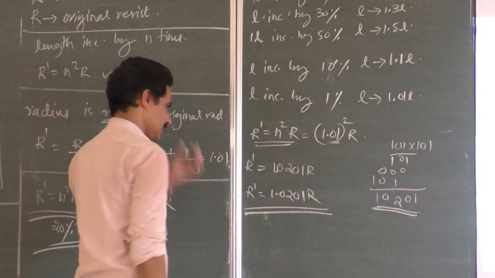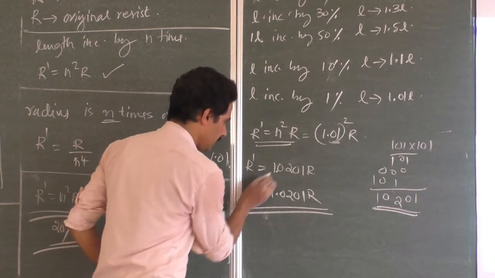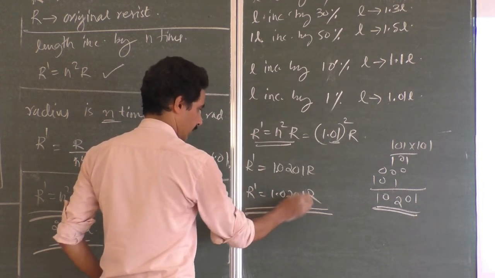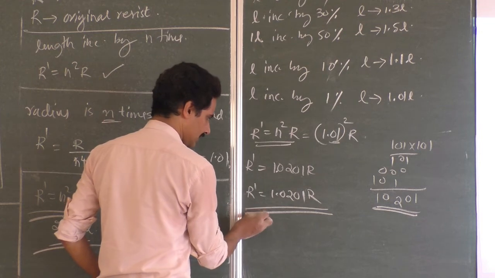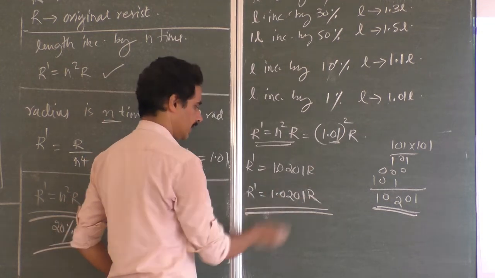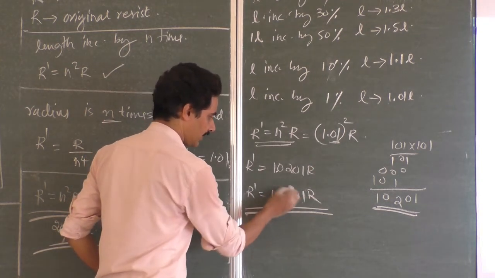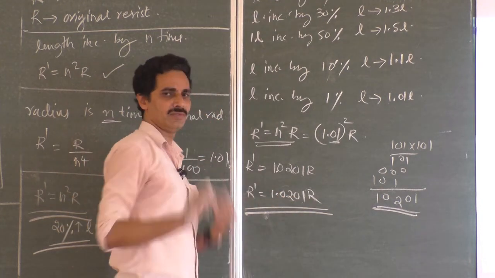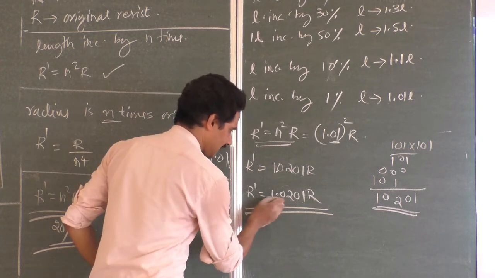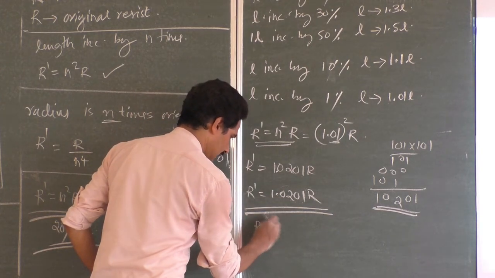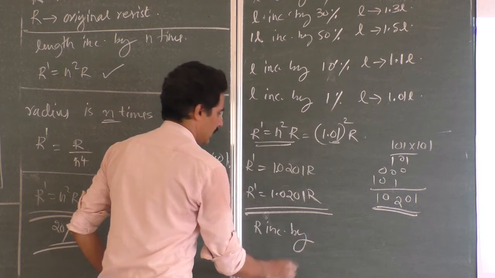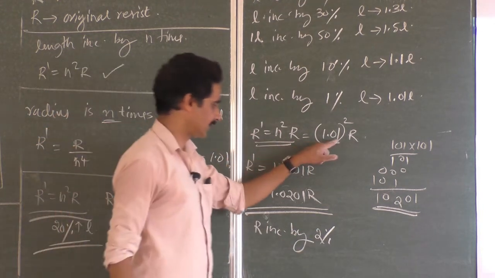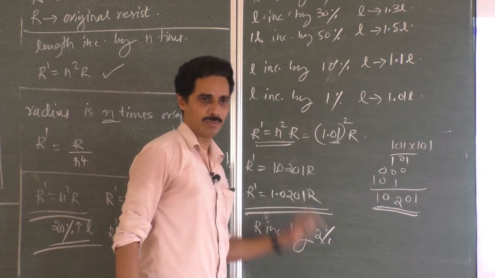Now how much percentage wise is this more? Originally you have resistance R. Now you have the resistance which is 1.0201 R. Multiply this by 100. Won't you get 102.01? The 0.01 we will leave off. So how much percentage is it more? R increases by 2%. Am I right? So if the length increases by 1%, resistance increases by 2%.